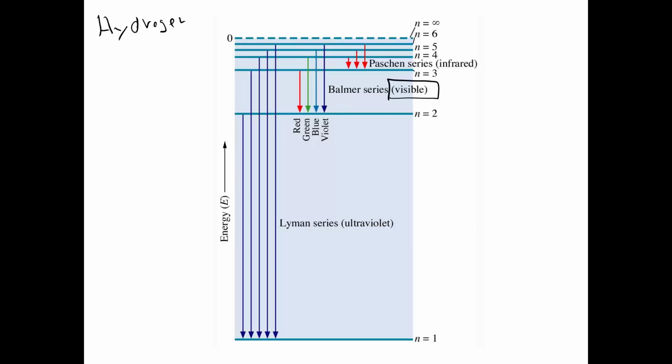There are those that are really large in energy, high in energy. Those are coming back down to the first quantum level. And so they're in the ultraviolet range because they're higher in energy, and we cannot see them. And then there are those that are too low in energy. They are in the infrared region, right? So those are the ones that are coming down from the 5th to the 3rd, or the 6th to the 3rd, and so on and so forth. And those are the Paschen series.